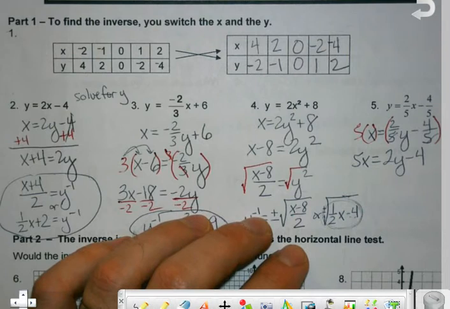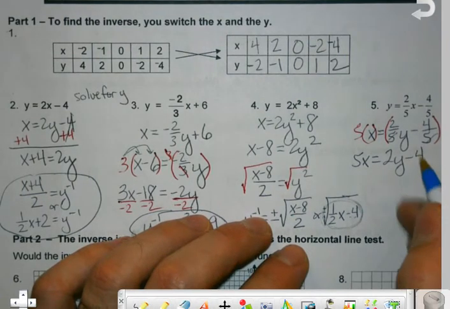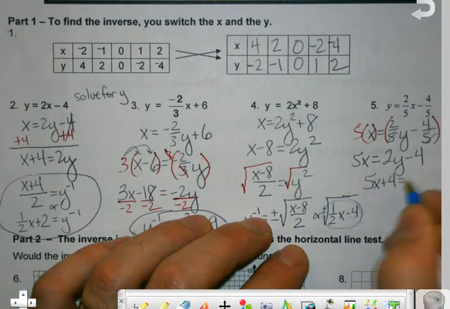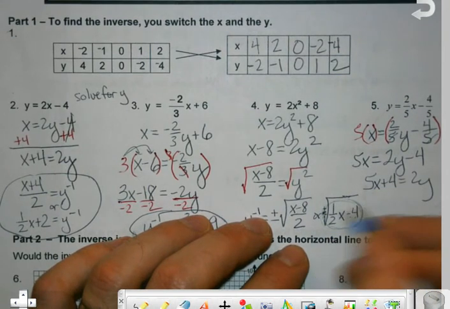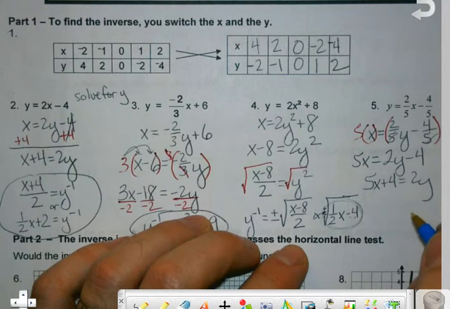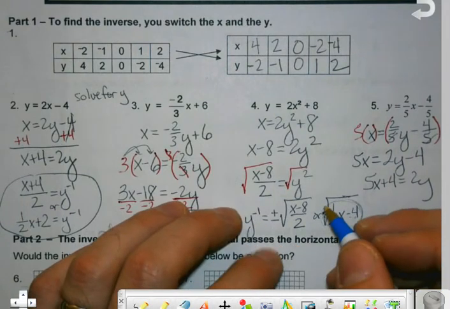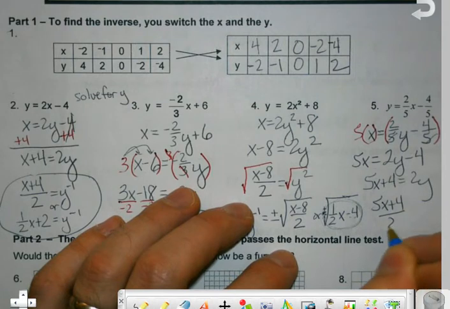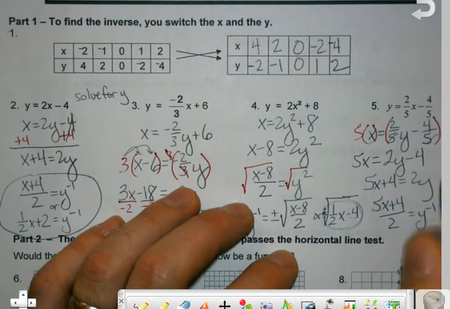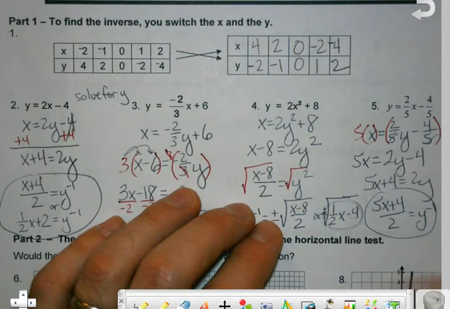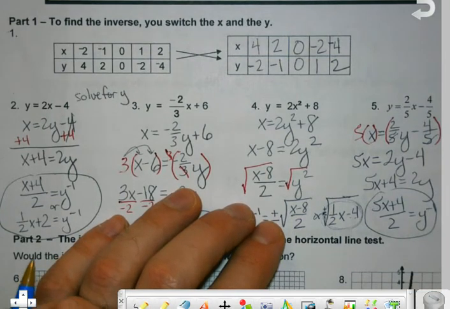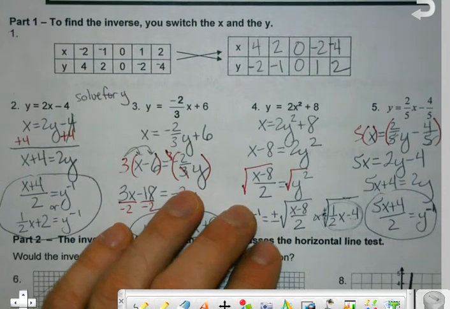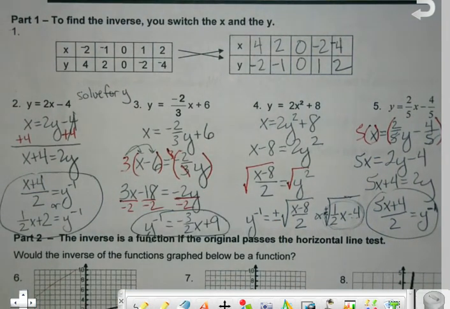But again, I'm solving for y, so I've got to add the 4 over. I'm trying to isolate. And then what's my last step going to be? Divide by 2. And again, whether you leave it in one big fraction or you decide you want to write it as 5 halves x plus 2, either one's fine. The idea is just that we're getting that solved for y part of the situation. Okay?